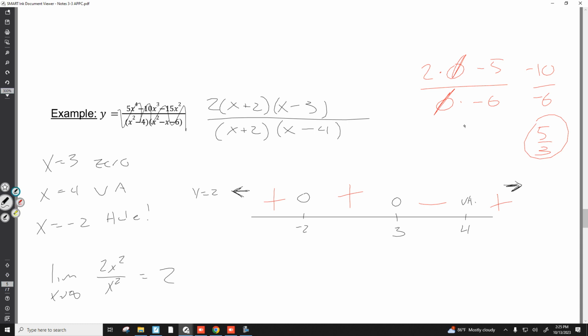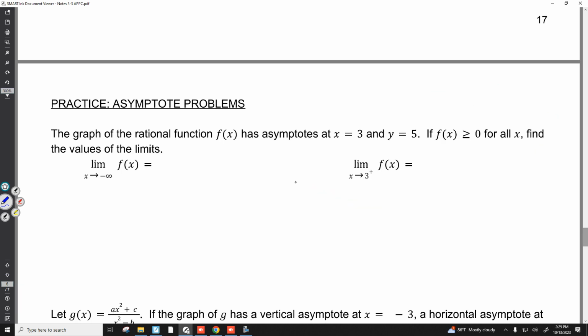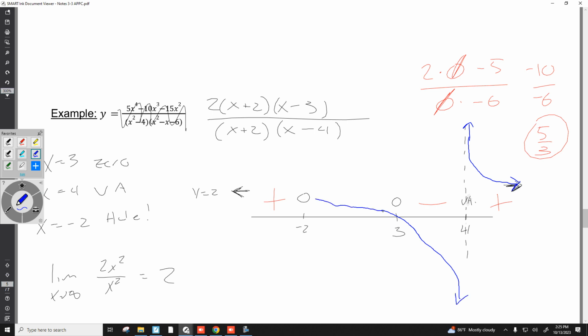Now we have all we need. Positive infinity to the right, going towards y equals 2. Negative infinity, going through a 0 at -3, going through a hole at -2. At -2, we have a hole that we pass through. This is a hole trending towards y equals 2.